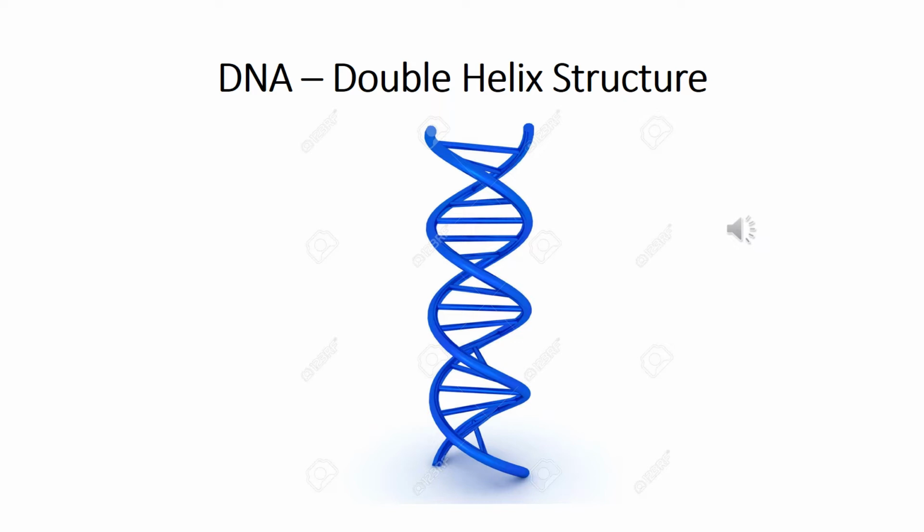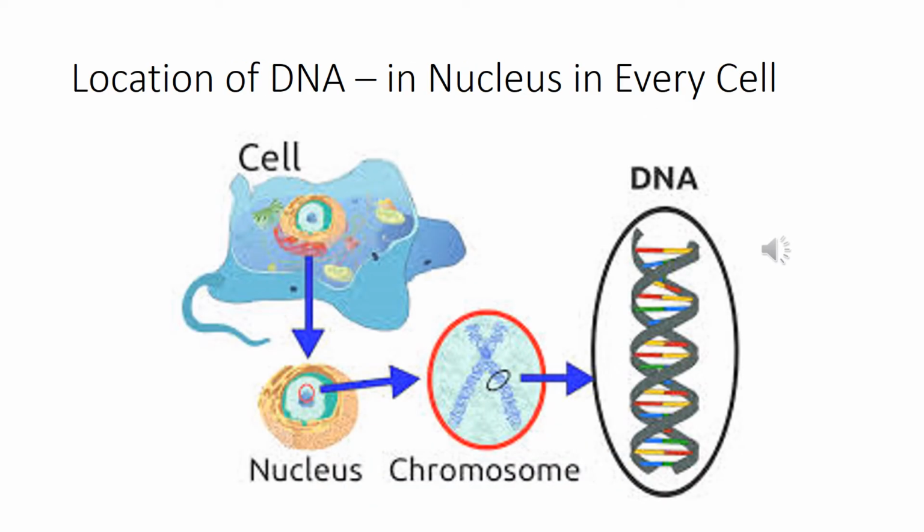DNA is the blueprint of all living things. It has every component of what makes all living things look and act the way they do. DNA is considered a double helix structure, and really what it is, it's just a ladder that's twisted.